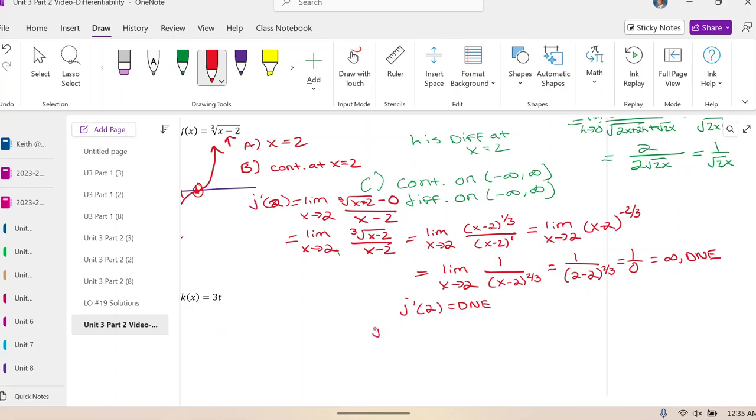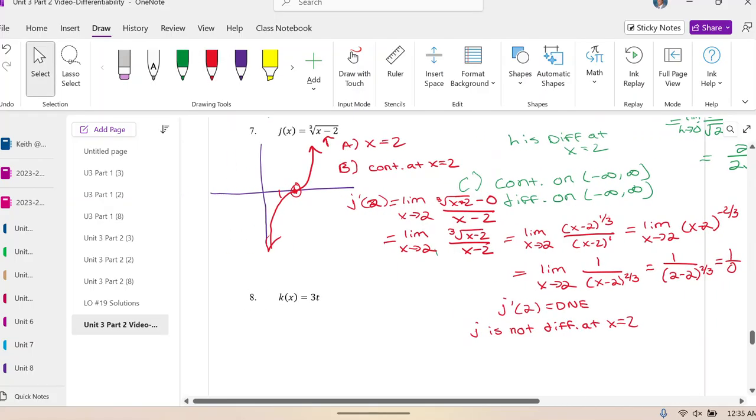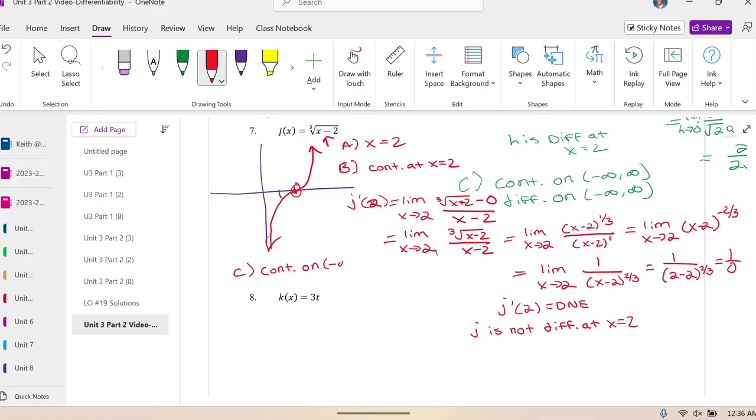So therefore, j is not differentiable at x equals 2. So if you think about for part C, it's continuous everywhere, but it's differentiable only from negative infinity to 2 and from 2 to infinity.